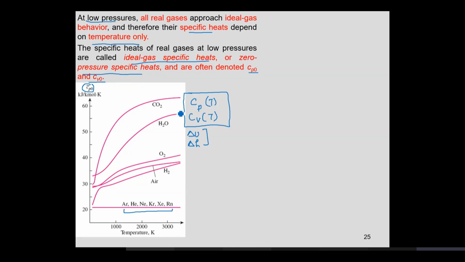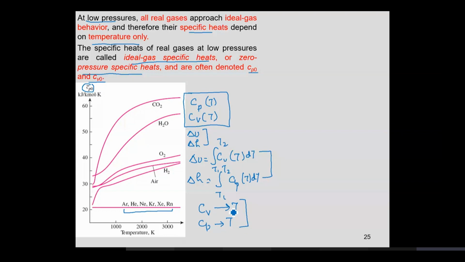There are three ways in which you can solve the integral: delta u is equal to the integral from T1 to T2 of Cv(T) dT, or similarly delta h is equal to the integral from T1 to T2 of Cp(T) dT. There are three ways to find the change in internal energy and enthalpy for ideal gases or real gases that approach ideal gas behavior. The simplest thing is to have a relationship of Cv or Cp with temperature in order to integrate.